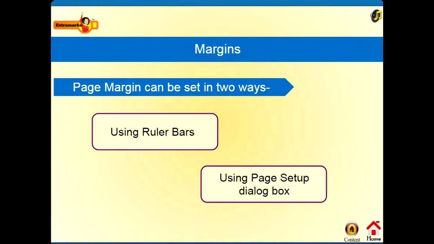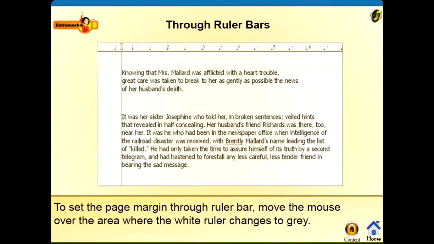As we have discussed about margin, the margin is the distance between the page border and the text, and the page margin can be set in two ways. One is by using ruler bars, another one is using page setup dialog box.